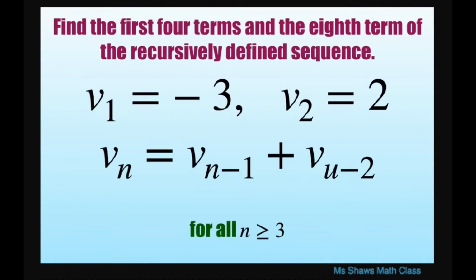Everyone, we're going to find the first 4 terms and the 8th term of the recursively defined sequence. So basically, they've already given us the first 2 terms. We only have to find 2 more, actually 3, when we look for the 8th term. So we have v sub 1, v sub 2, I'm saying sub for subscript, v sub 3, and v sub 4. And we also have to find v sub 8. So v sub 1 is negative 3, v sub 2 is 2.